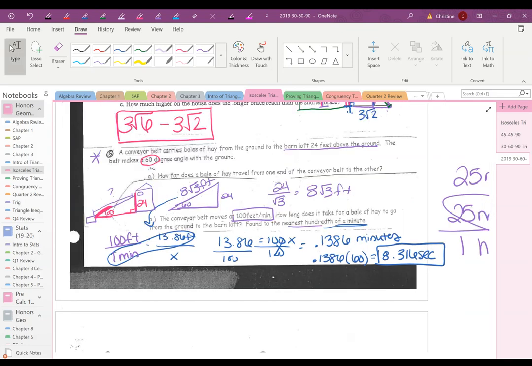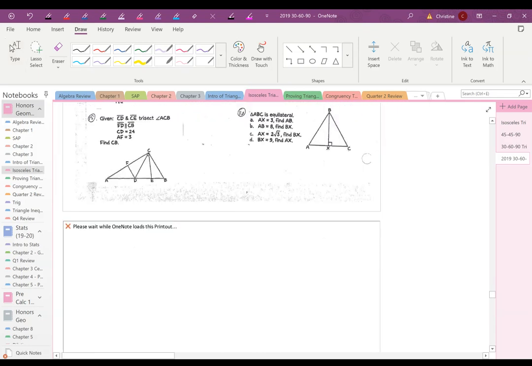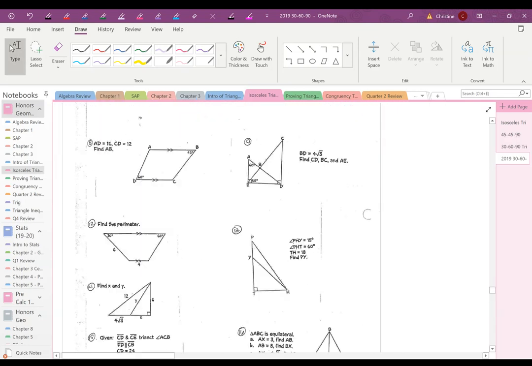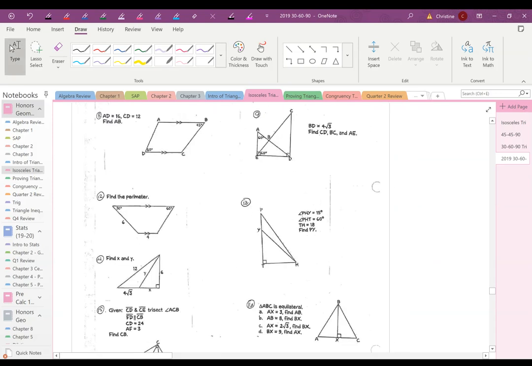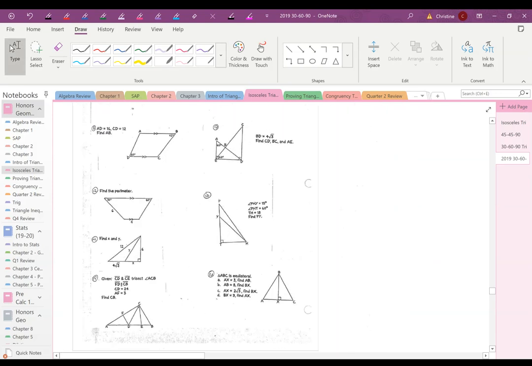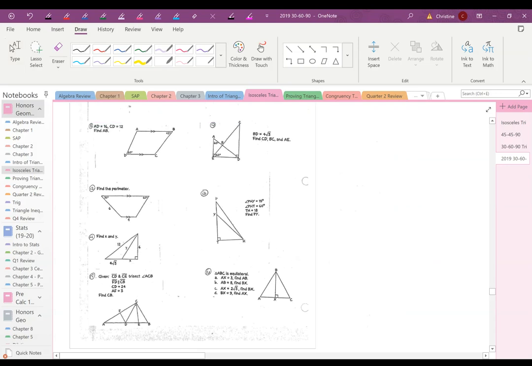So those were those two questions. I'm also going to leave you this worksheet, and I'm going to make a separate video that goes over the answers for this worksheet. But again, this is a very good, rigorous worksheet here.